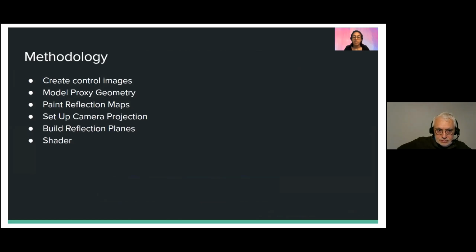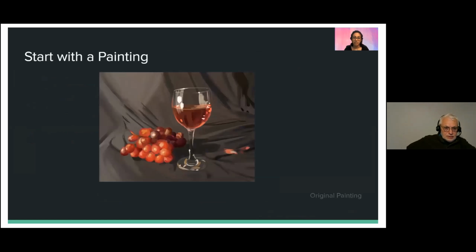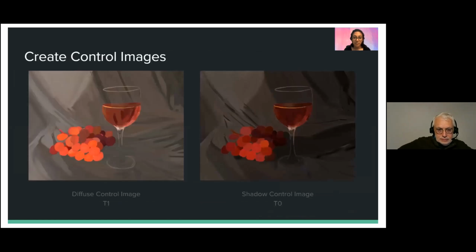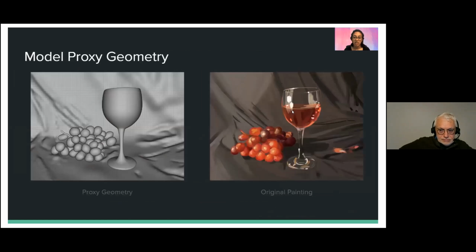So the methodology we use to preserve this painterly style is as follows. We start with a painting, and then we create control images. What would that painting look like with just diffuse lighting, no global illumination? And what would it look like if it was completely in shadow? Then we make the proxy geometry, being mindful of the silhouette edges.